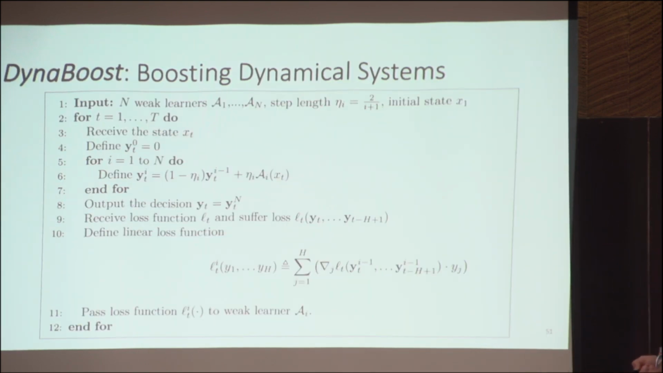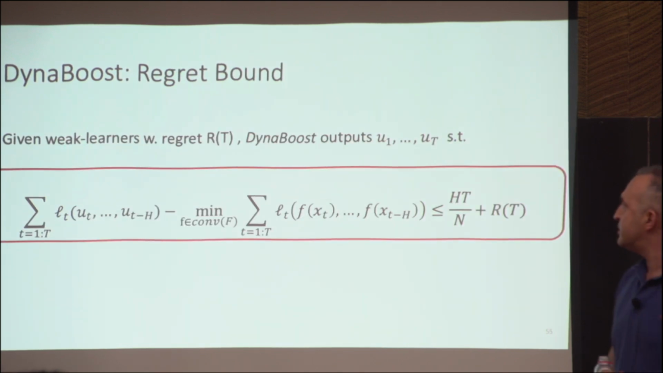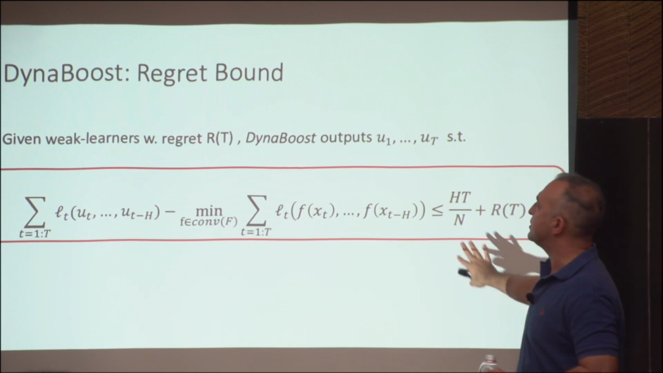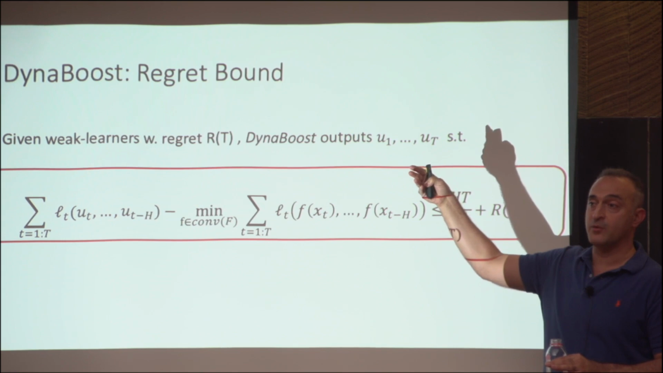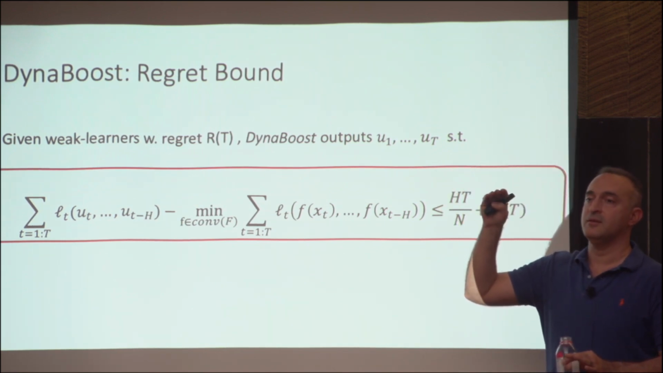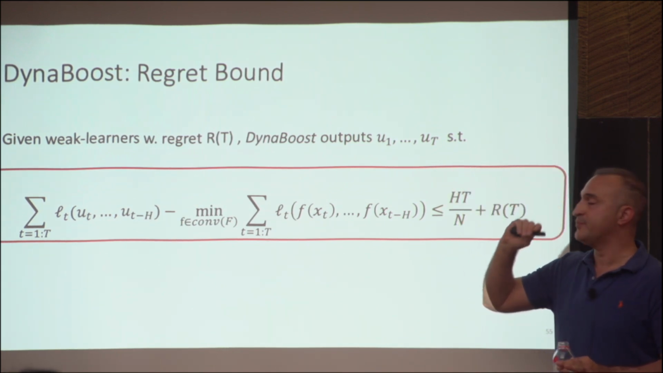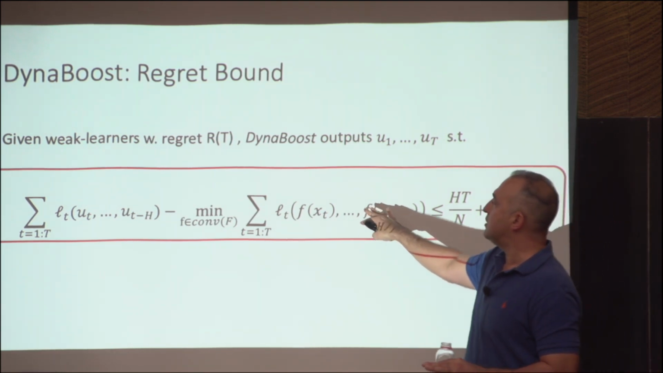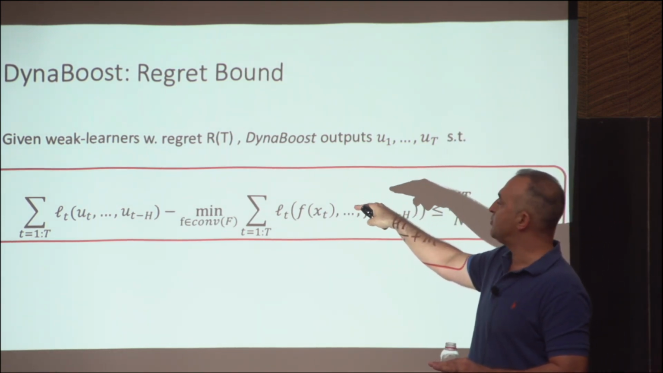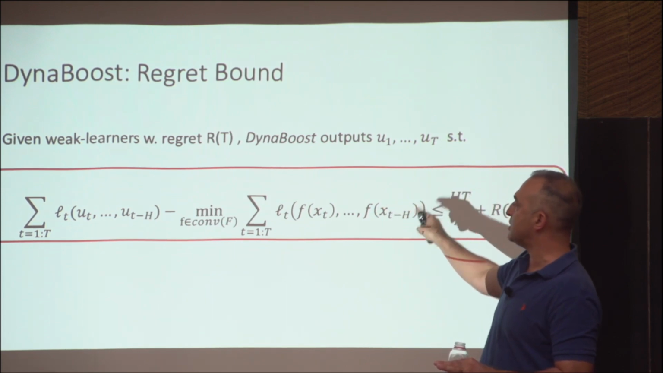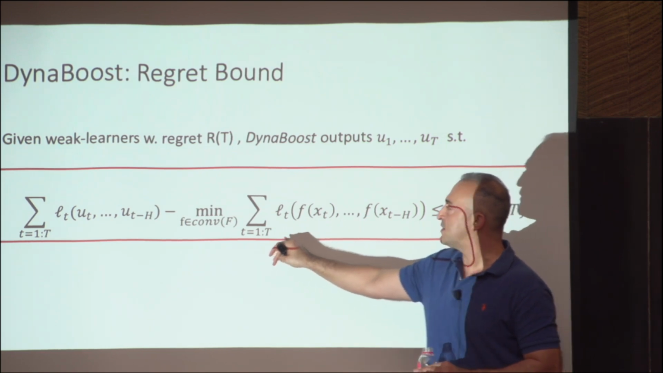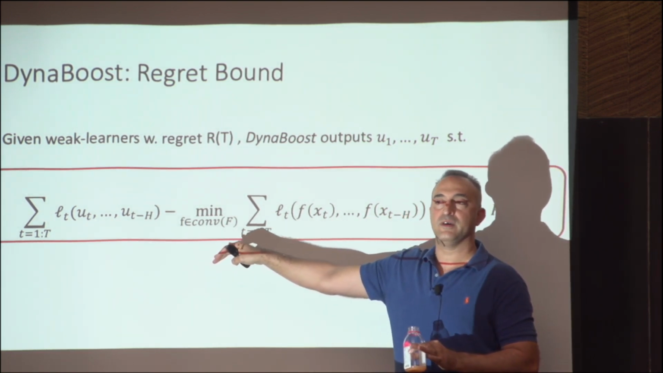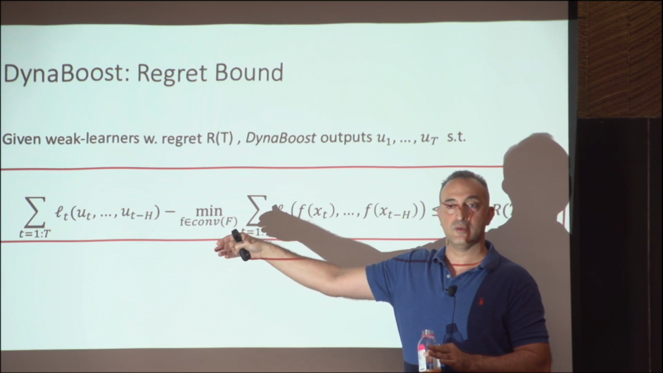Okay, this is the pseudocode. It doesn't help to look at it. But here is the regret bound. Given weak learners with certain regret, and this is for a control setting now with finite memory, you can have a state in there. It's not just prediction. It can have a state. Then this algorithm, whose pseudocode I had in the previous slide, outputs a sequence of controls that have regret favorable to a convex hull of the family of policies that you wanted to begin with.